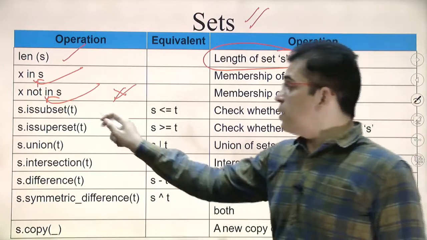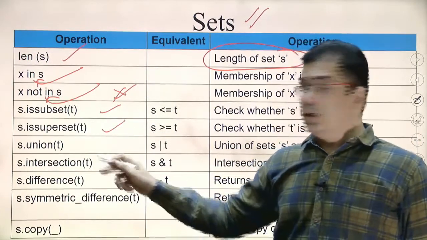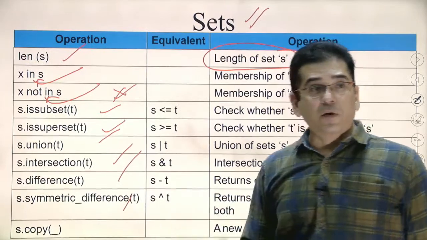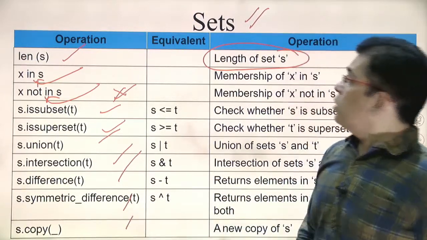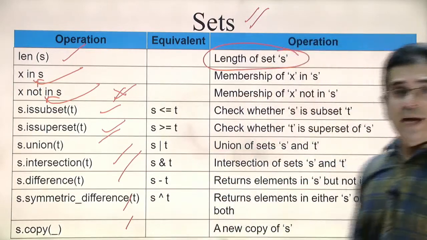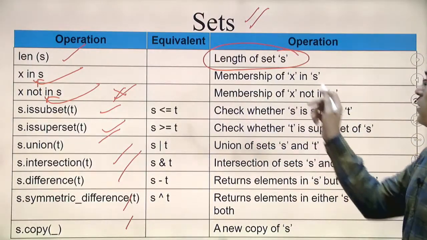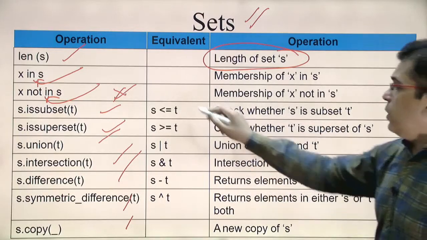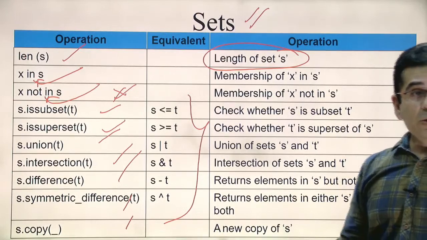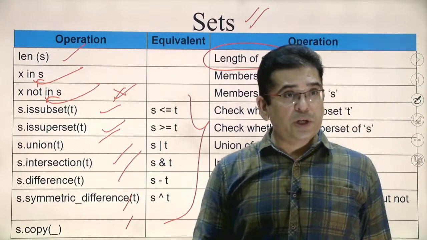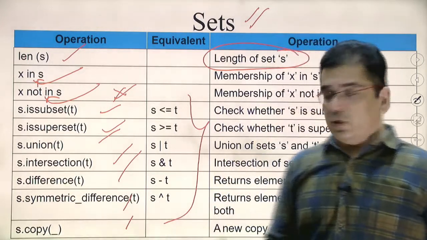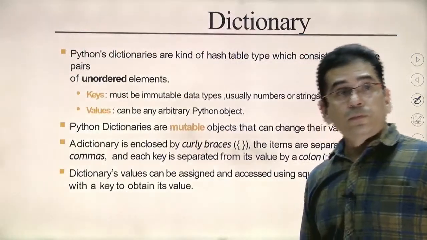Similarly, there are is subset, is superset, union, intersection, difference, symmetric difference and copy. All these are the set operations which we can use. So you can check in this particular slide that such operations can be performed. These are the equivalent operations of set theory. So this is the set operations. Like mathematical sets, you can use these kinds of sets in Python.